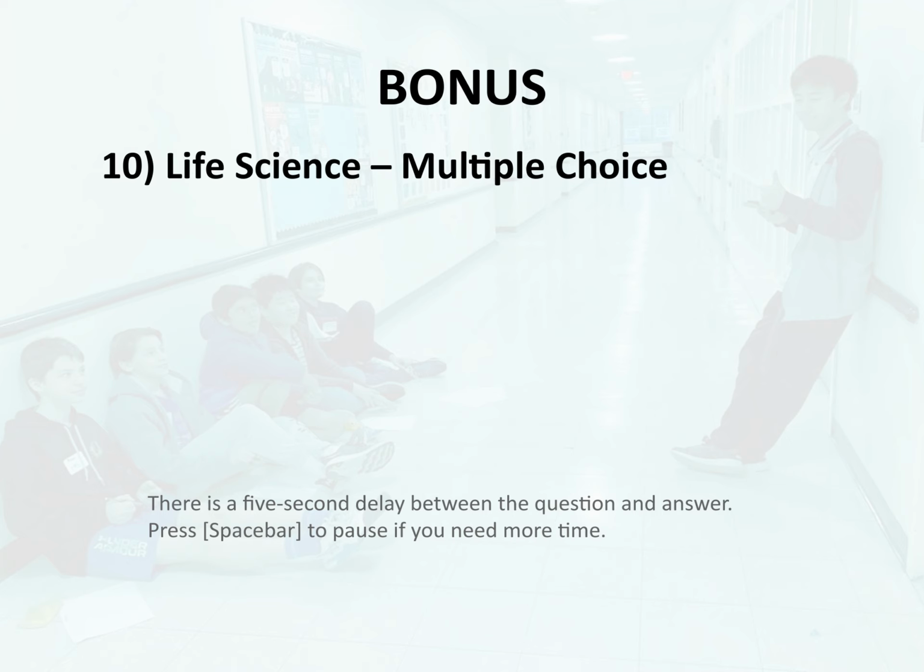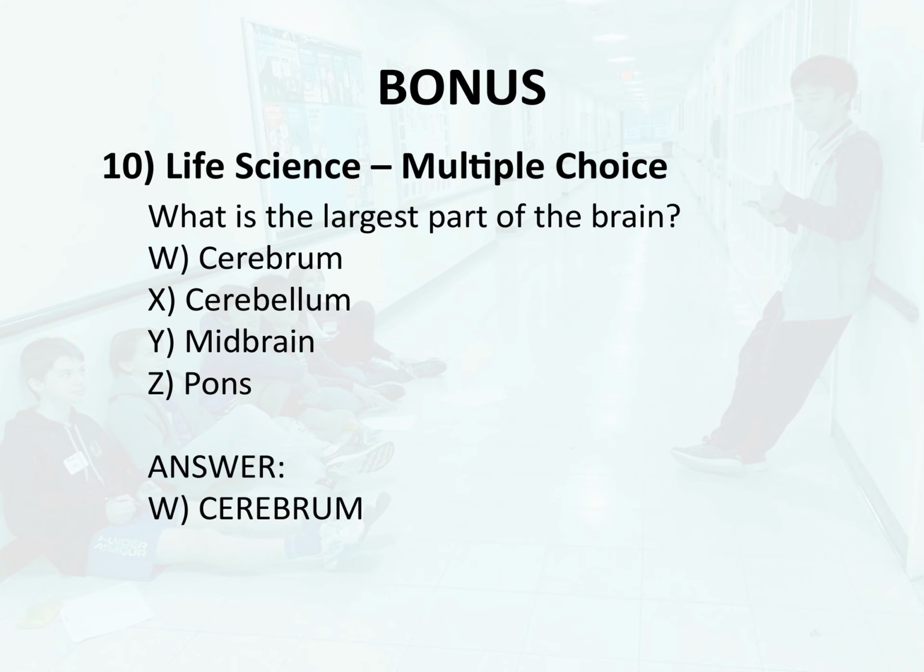Bonus 10. Life science, multiple choice. What is the largest part of the brain? W. Cerebrum. X. Cerebellum. Y. Midbrain. Z. Pons. Answer: W. Cerebrum.